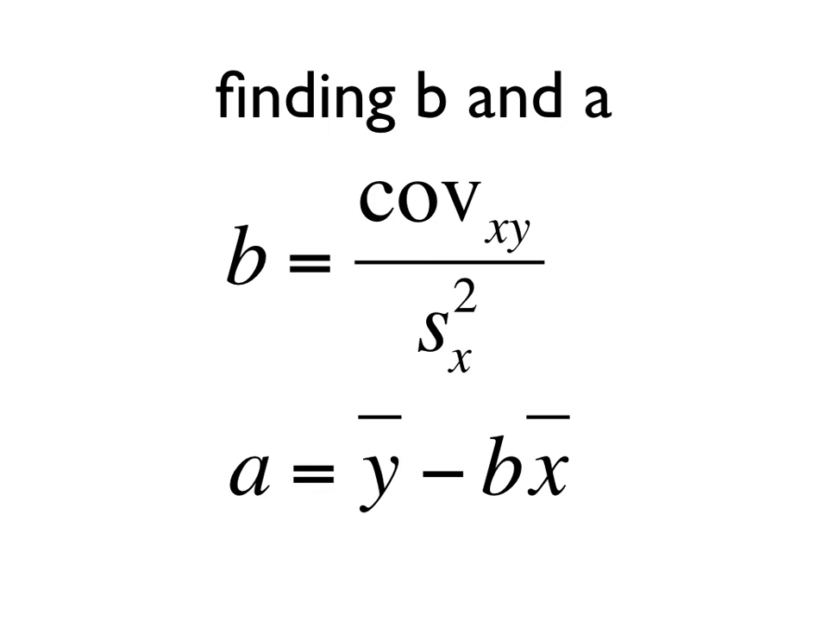The covariance of x and y divided by the variance of x gives you b. And your intercept a is y bar minus b times x bar. So you see, once you find b, it's easy to find a.